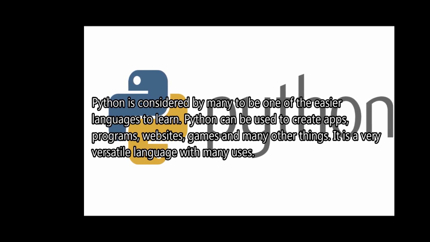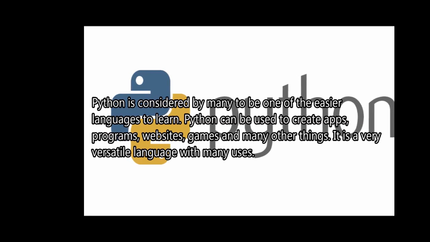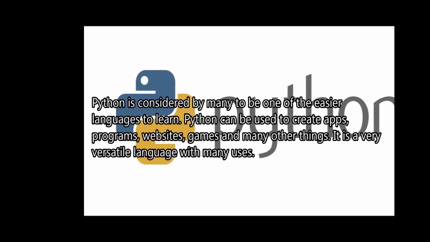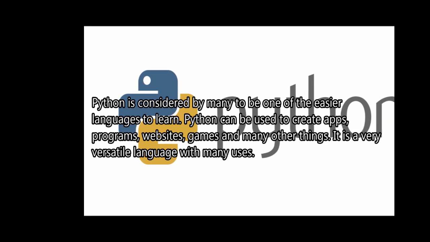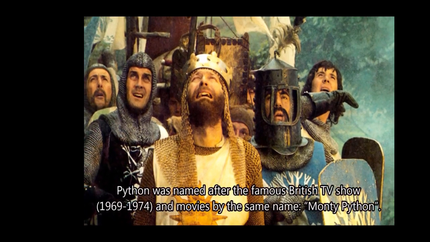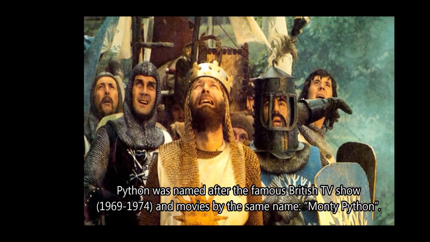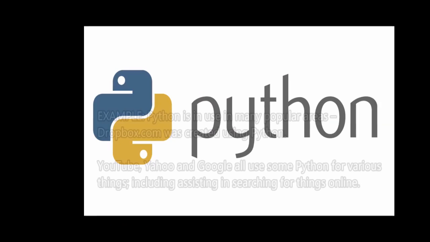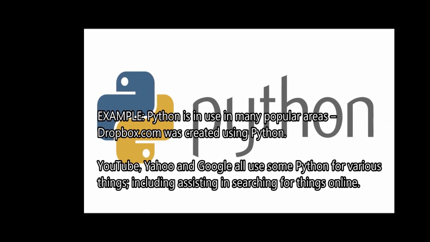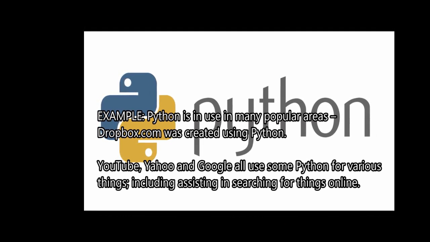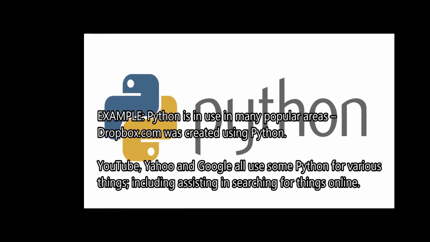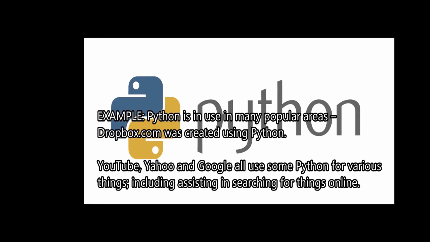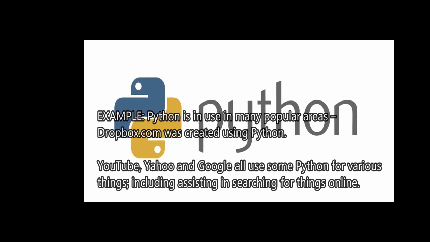Python is considered by many to be one of the easier languages to learn. Python can be used to create apps, programs, websites, games, and many other things. It is a very versatile language with many uses. Python was named after the famous British TV show and movies by the same name, Monty Python. Example: Python is in use in many popular areas. Dropbox.com was created using Python. YouTube, Yahoo, and Google all use some Python for various things, including assisting in searching for things online.